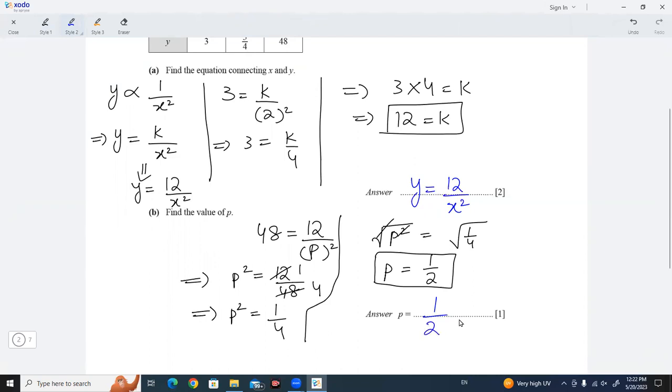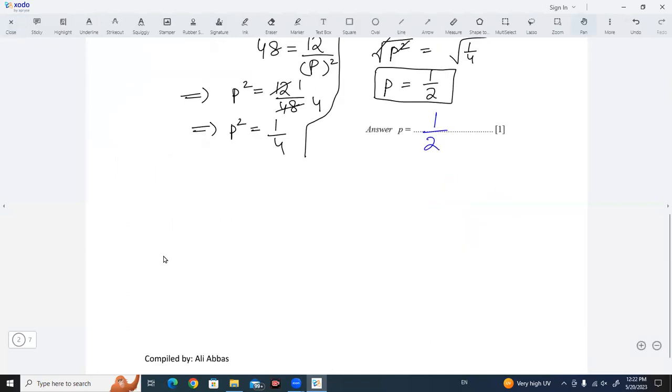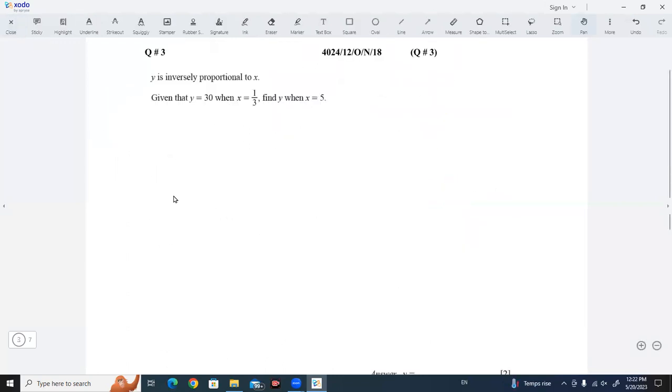So it's of just 1 mark. So if you have found the correct answer, you will get full marks. Otherwise, not at all. So moving towards question number 3. Also, all of you understand this.